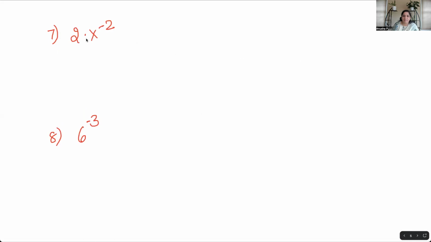In the seventh example, we have 2 times x to the power of minus 2. The base is x and the power is minus 2. So if you bring it to the bottom, it is 1 over x squared. So x squared is nothing but x times x. See here, we are not moving the 2 down. Only the x has the negative exponent, so you're bringing only that to the bottom.